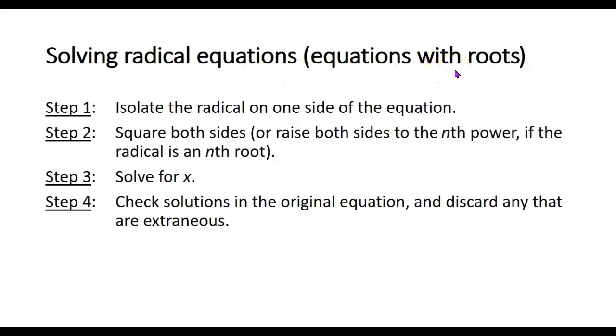If you see a square root sign in an equation, this is how you deal with that. Step one, isolate the radical on one side of the equation. Step two, square both sides, or if it's not a square root but some other kind of root, raise both sides to whatever power corresponds to the index of the radical. Then solve for x, and then check your solutions in the original equation and discard any that are extraneous.